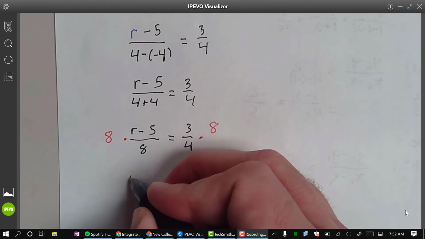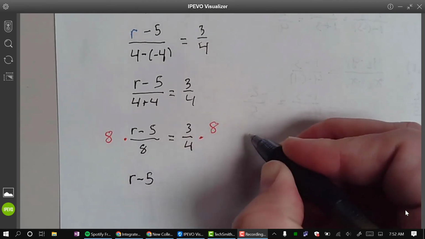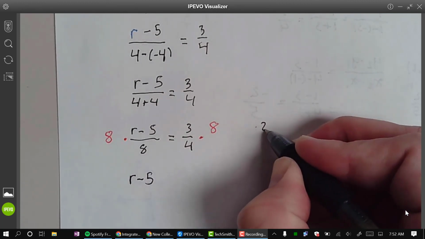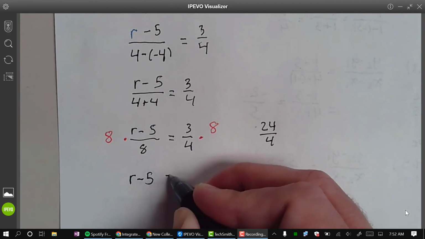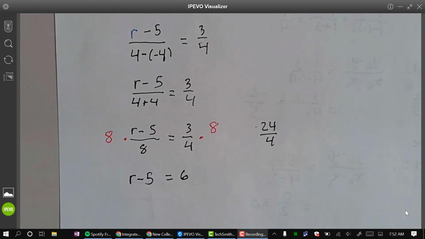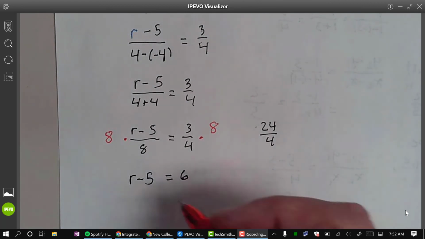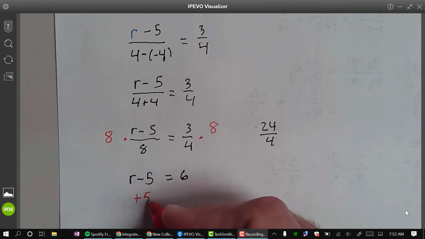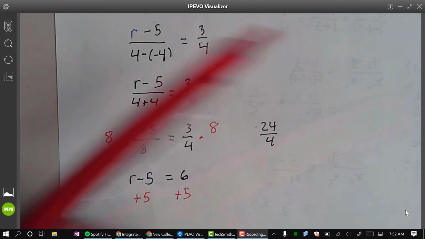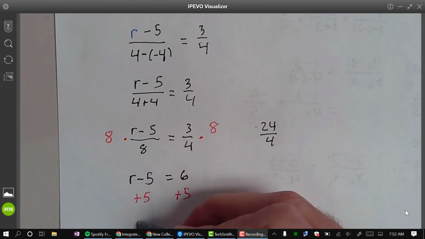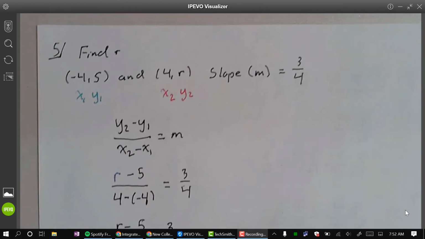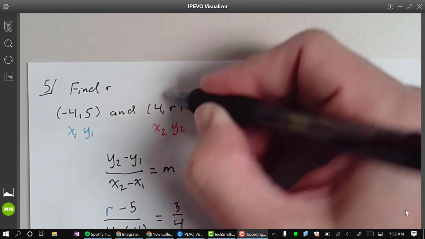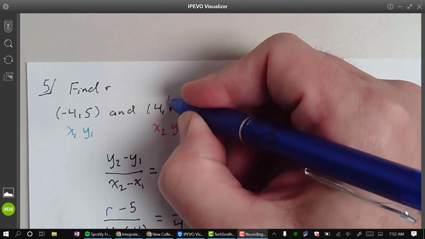On the left, I end up just getting r minus 5. On the right, I get 3 times 8, which is 24, divided by 4. And 24 divided by 4 is 6. One step done, one step to go. Add 5 to both sides. When I do that, I end up getting r equals 11. So the point that we're missing is 11.